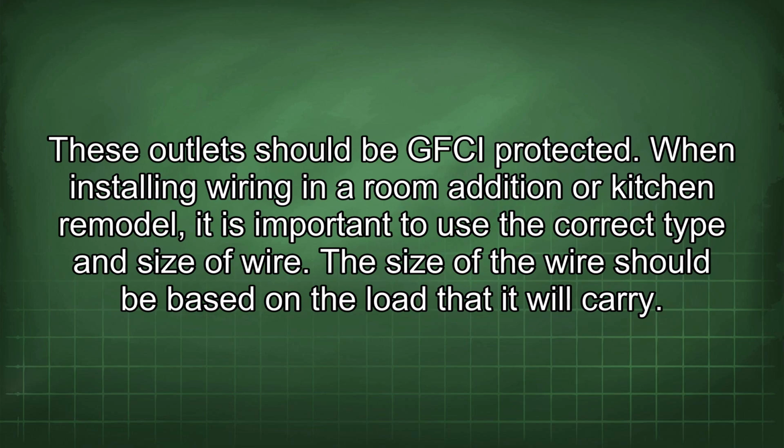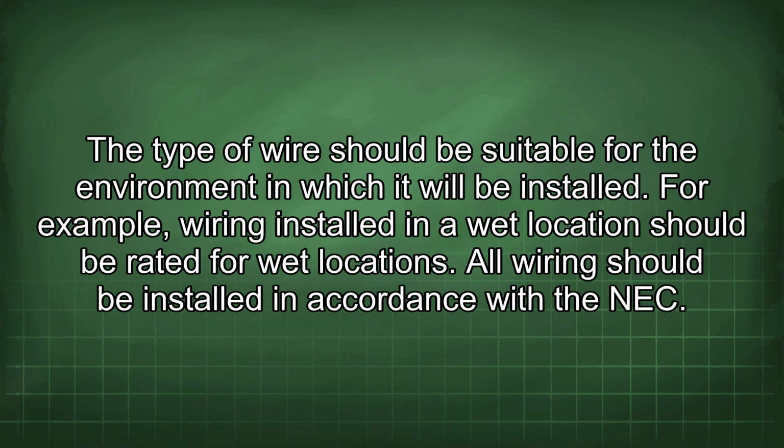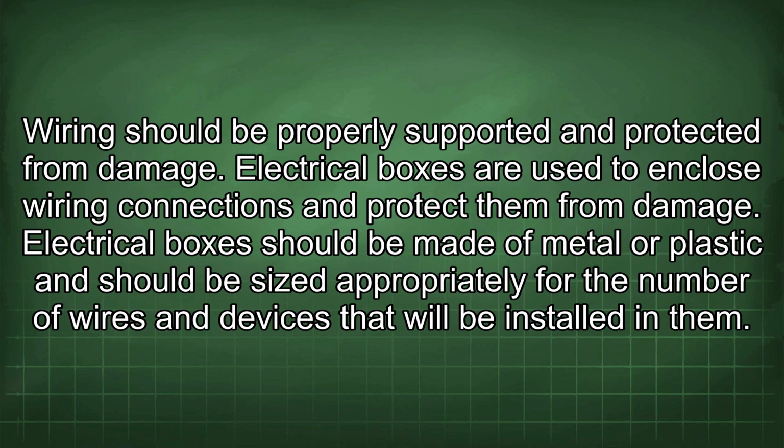When installing wiring in a room addition or kitchen remodel, it is important to use the correct type and size of wire. The size of the wire should be based on the load that it will carry. The type of wire should be suitable for the environment in which it will be installed. For example, wiring installed in a wet location should be rated for wet locations. All wiring should be installed in accordance with the NEC. Wiring should be properly supported and protected from damage.